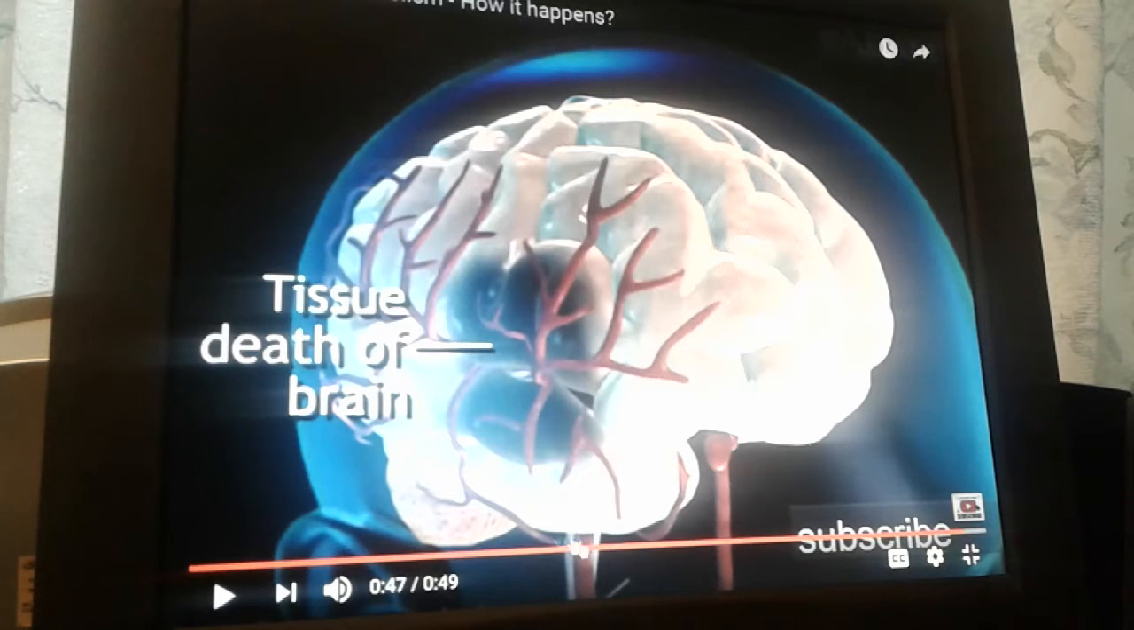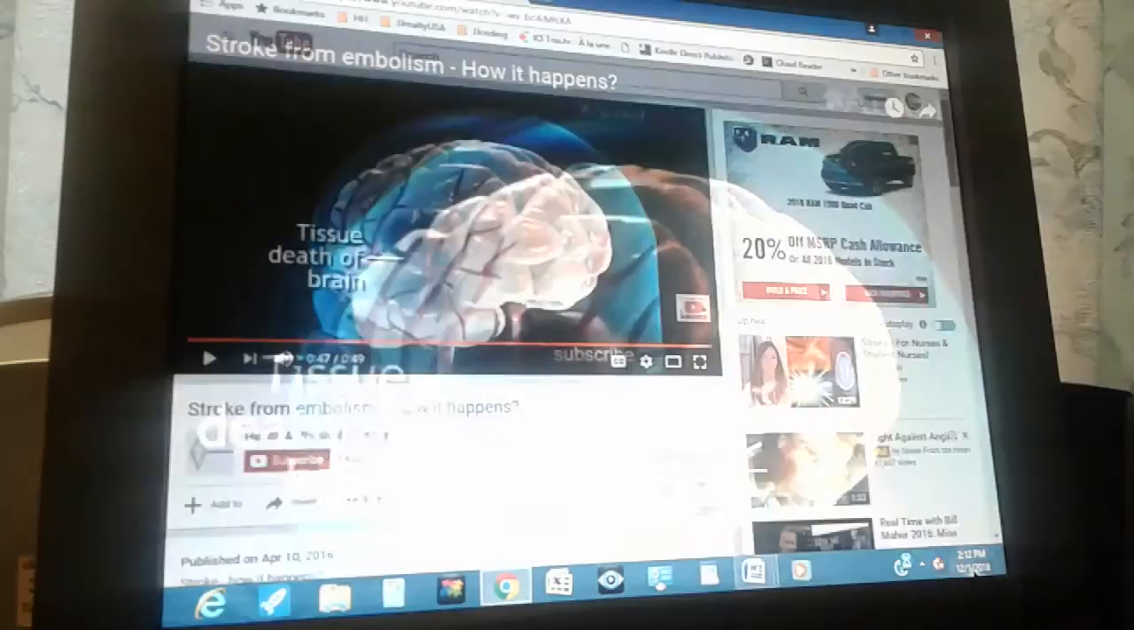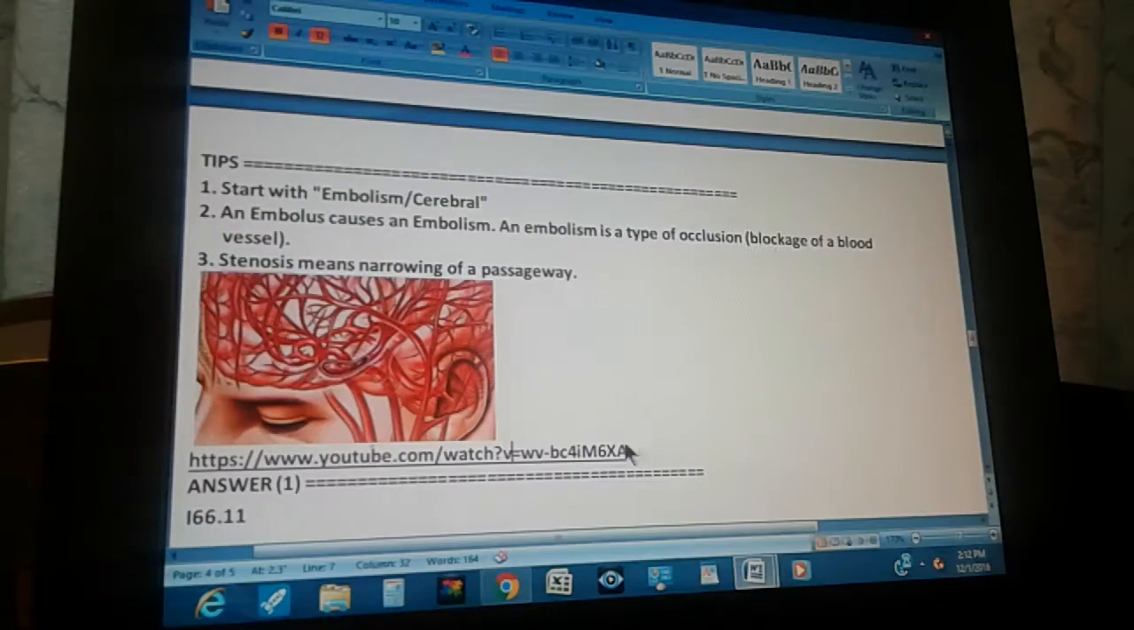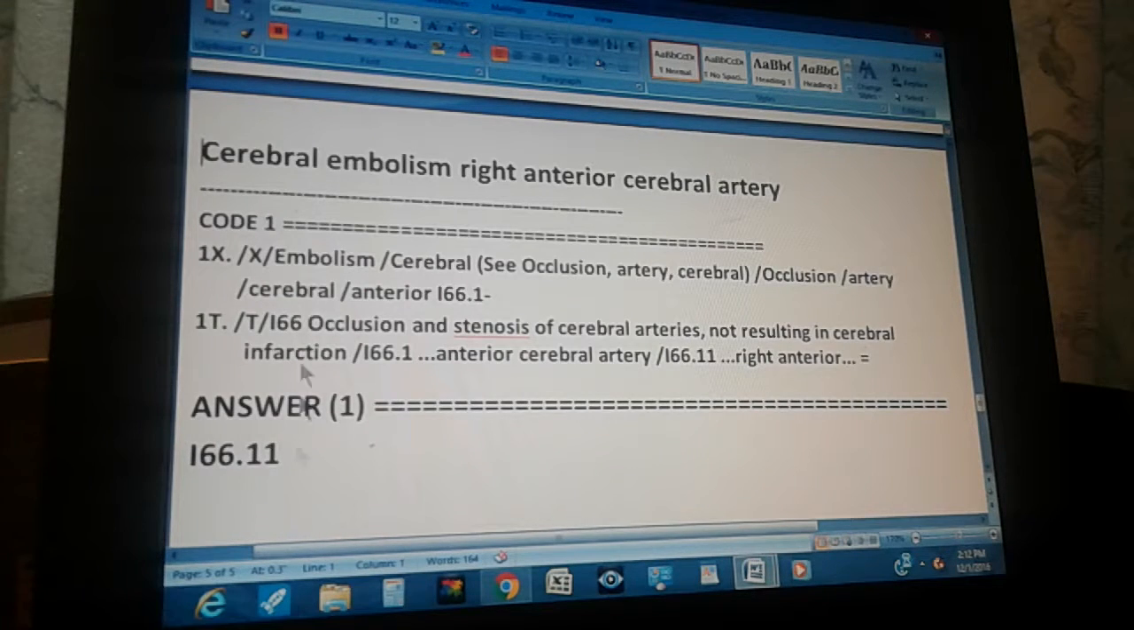Okay, so that is what an embolism is. So now let's go back to our problem. All right, and now you have seen the video of what it is, and you know the answer. It is I66.11. Now we're going to count to 3 so you can pause the video and give us the path, how we got to the answer. So 1, 2, 3.